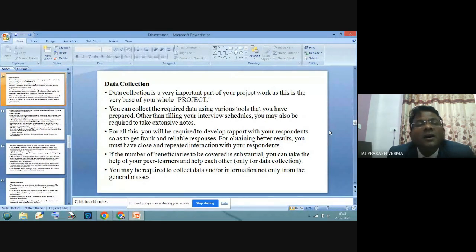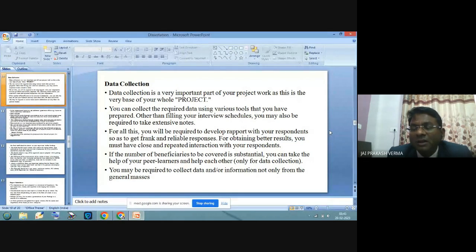Suppose 100 people are gathered in a particular place, like some function is going on, and you go and distribute your questionnaire. So it's not a good thing. People to people contact is very important, and if you go to rural areas, you contact people to people, household to household, so the authentic information will come.